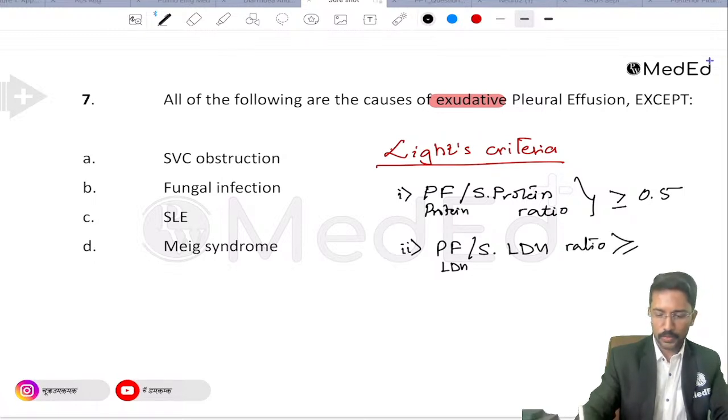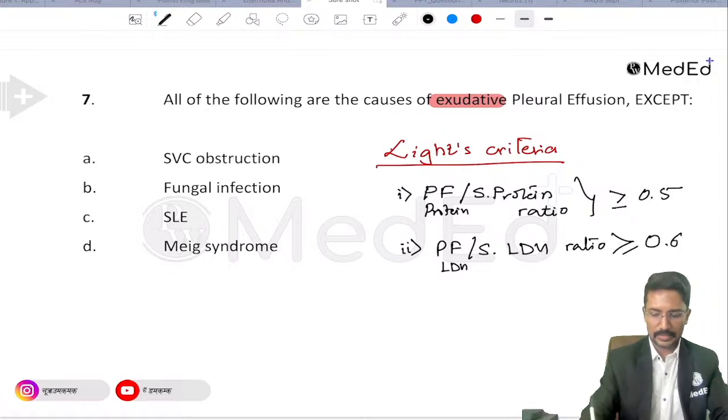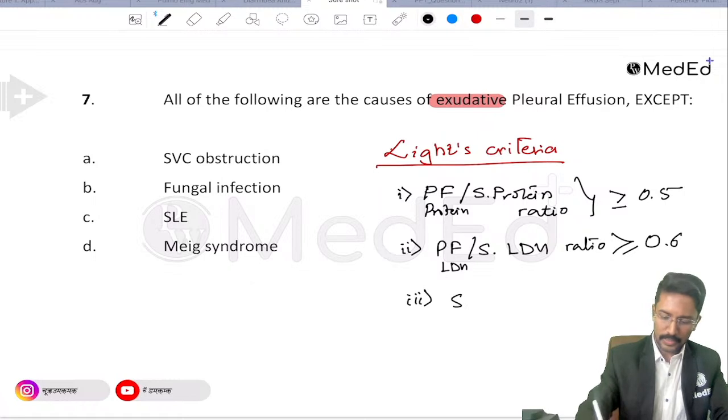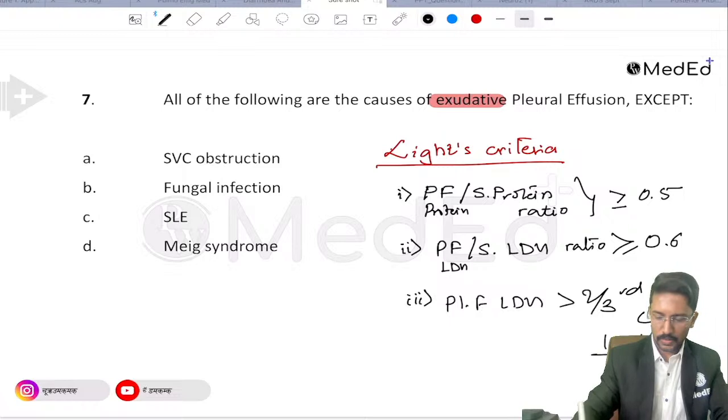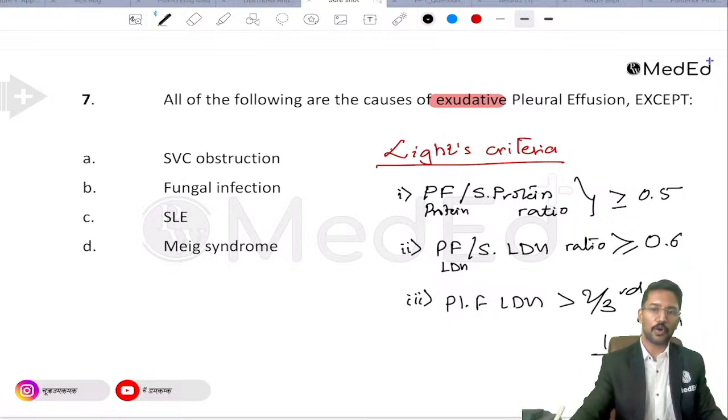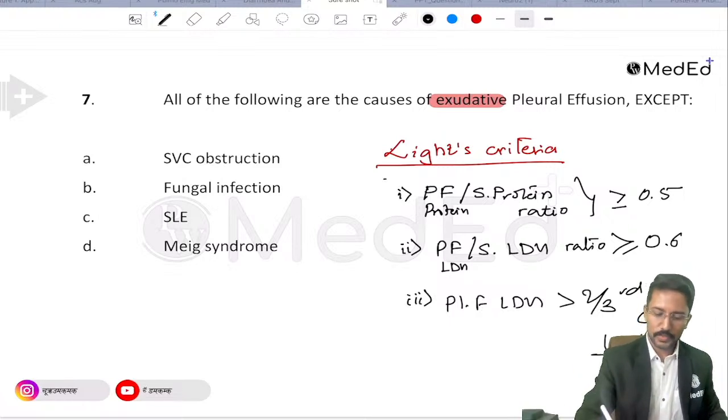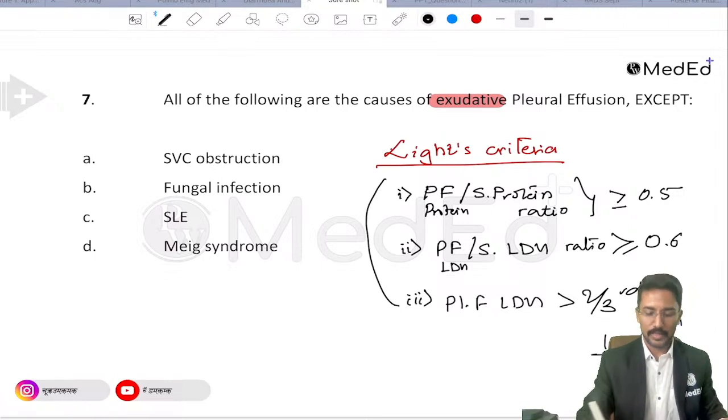If that is more than or equal to 0.6, and the third one is if your pleural fluid LDH levels are more than 2/3 of the serum LDH levels, or more than 2/3 of the upper limit of normal, even that. Okay, so all of this would categorize the fluid as exudative.